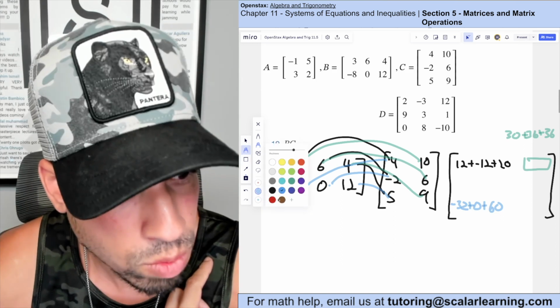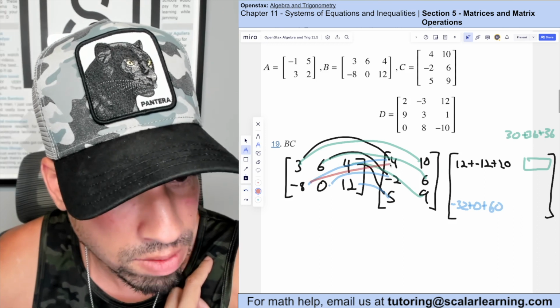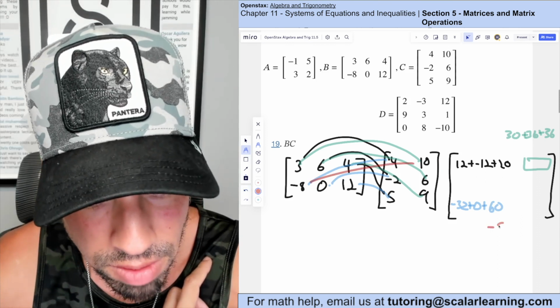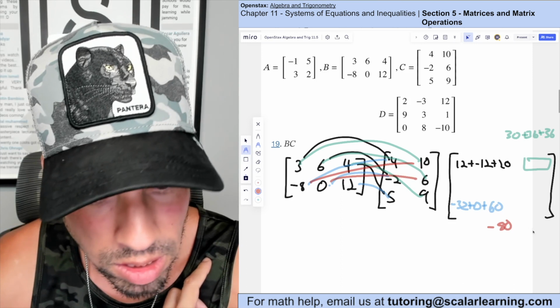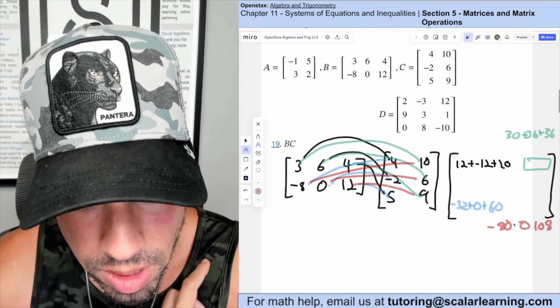And then last one. We're going to hit this bottom row against this final column here. So we got negative 8 times 10 is negative 80. 0 times 6 is 0. And 12 times 9 is 108. We got to add these up.